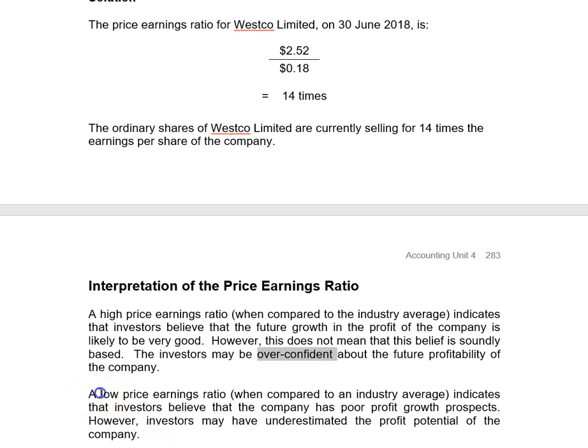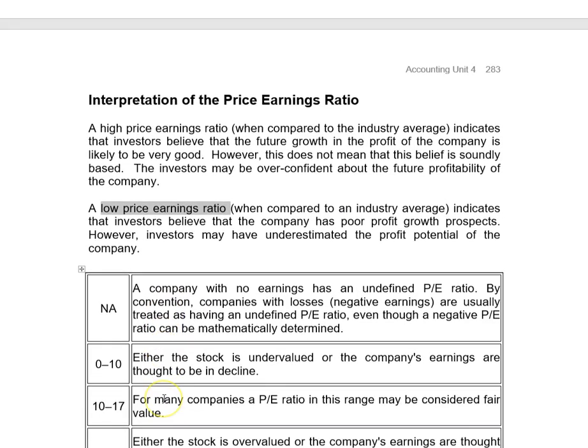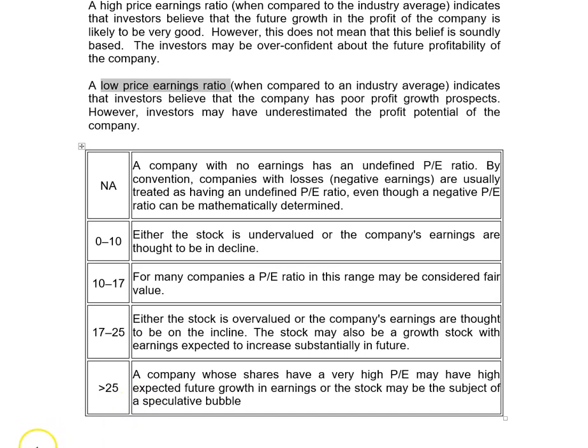A lower price earning ratio means that the investors have lower confidence in the profit growth prospects of the company, but it may be an underestimated amount. So we can sometimes call a high price earning ratio an overvalued amount, and this can be an undervalued amount. Let me look at more details for the interpretation.